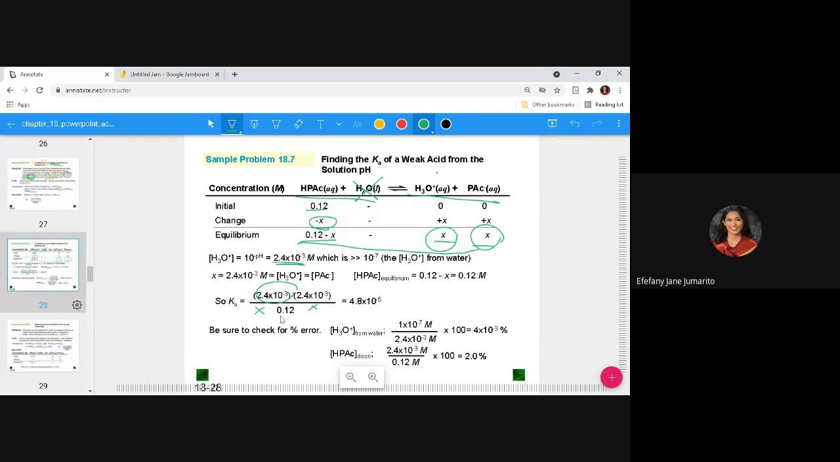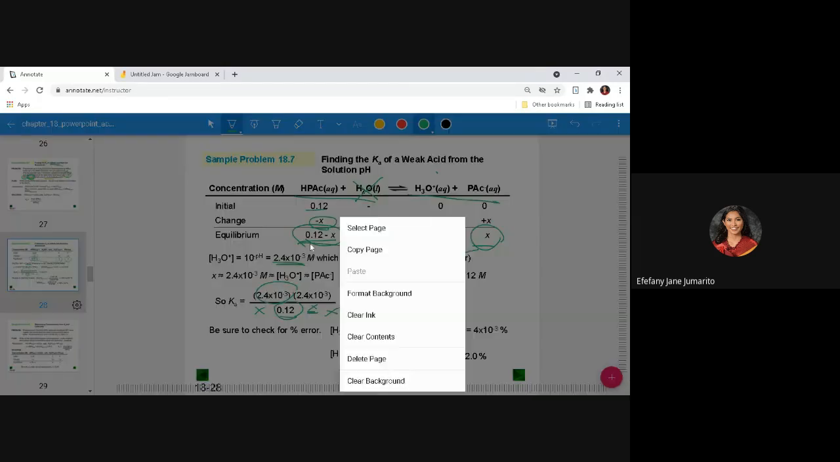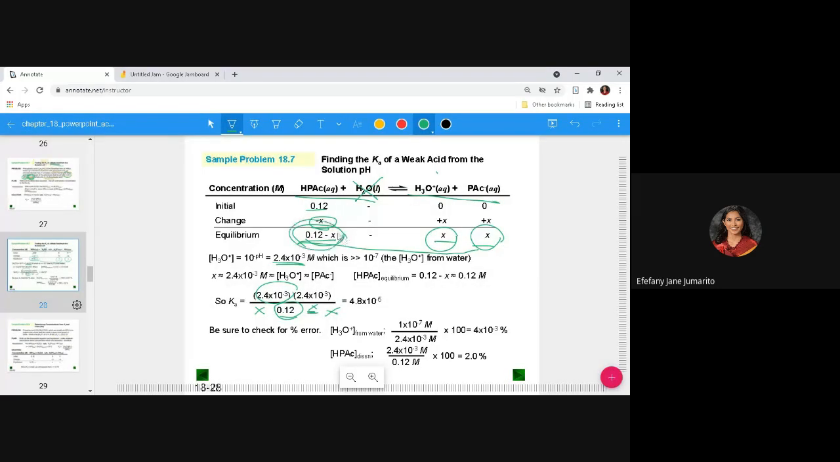Then we have 0.12. Why is it 0.12 and not 0.12 minus x? Because we assume that the dissociation is very small, negligible, since it's a weak acid. So x will be very small that it can be neglected, so we neglect it.